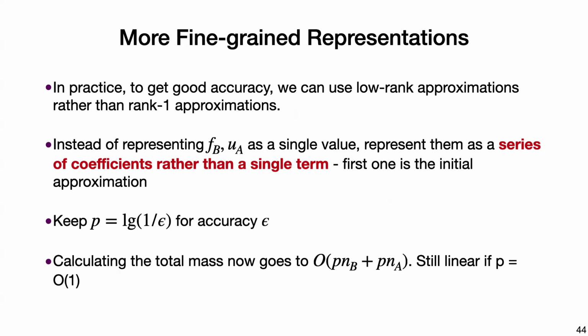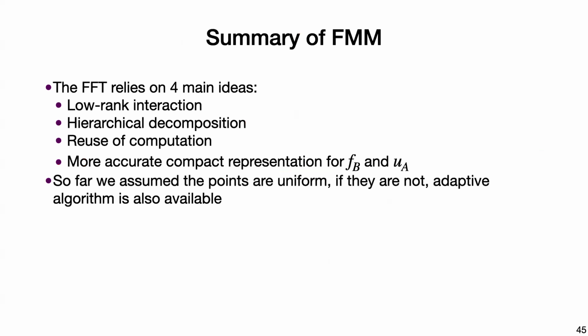Yeah. And again, the big O is doing a lot of lifting: if p is order 1, then the whole thing is still order n. If epsilon is a constant, that thing is a constant. I'm out of time, but just to summarize really quick, this, sorry, not FFT, FMM.